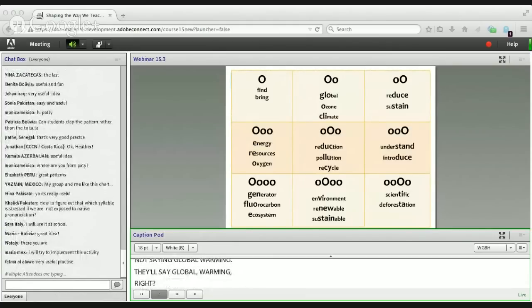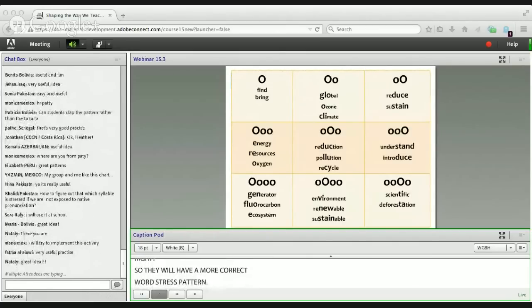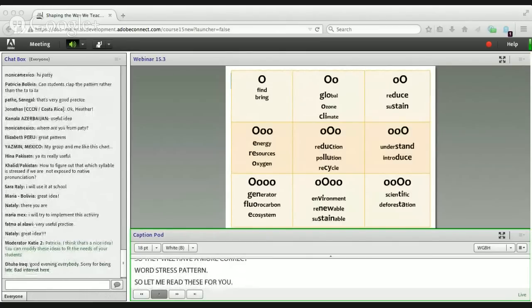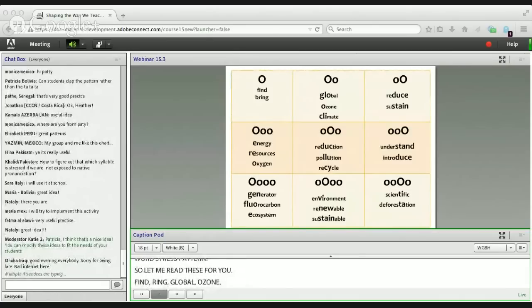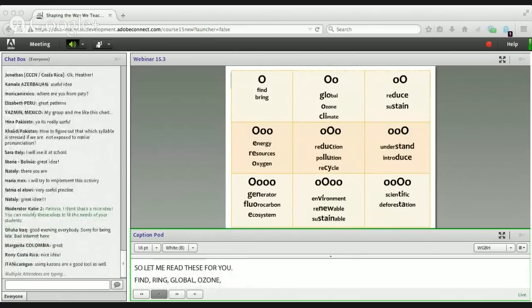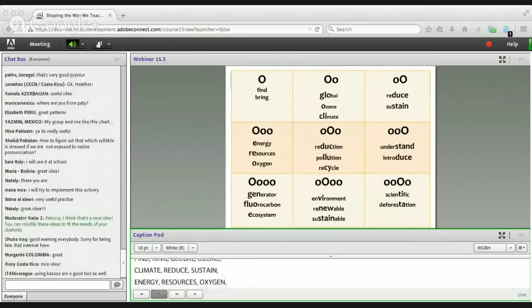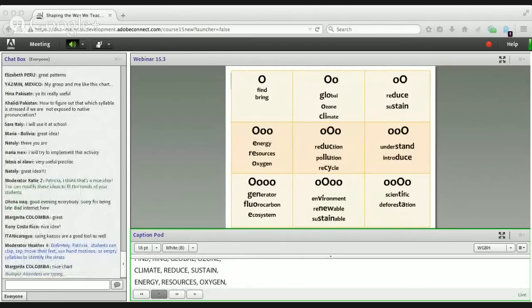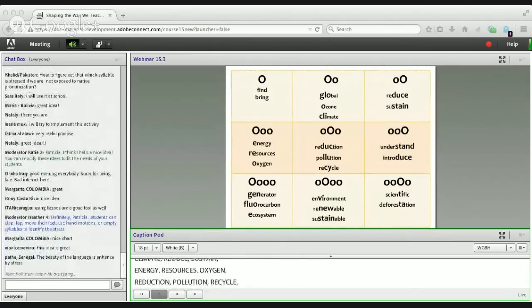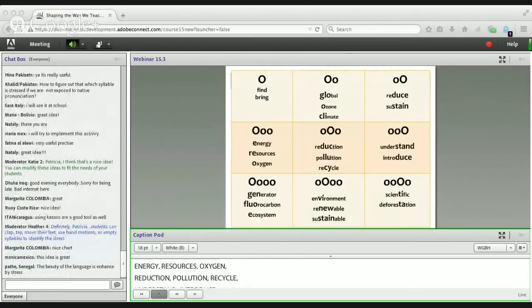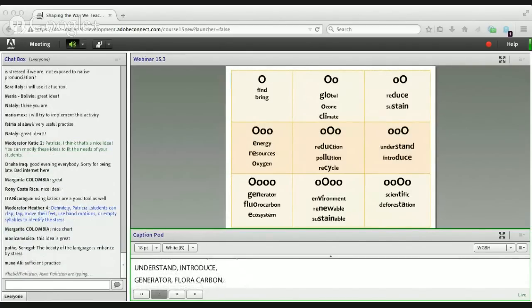So let me just read these for you. Find, bring, global, ozone, climate, reduce, sustain, energy, resources, oxygen, reduction, pollution, recycle, understand, introduce, generator, fluorocarbon, ecosystem, environment, renewable, sustainable, scientific, deforestation, okay? So there's several things you can do with this.